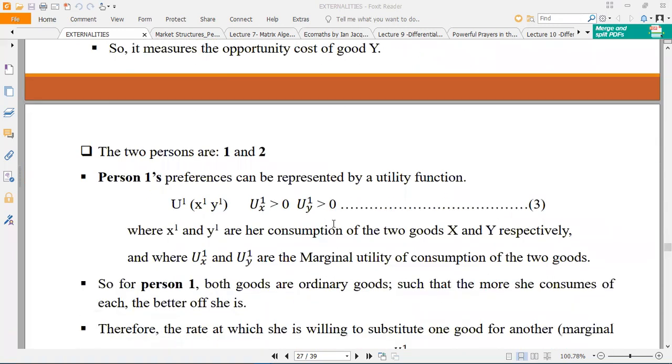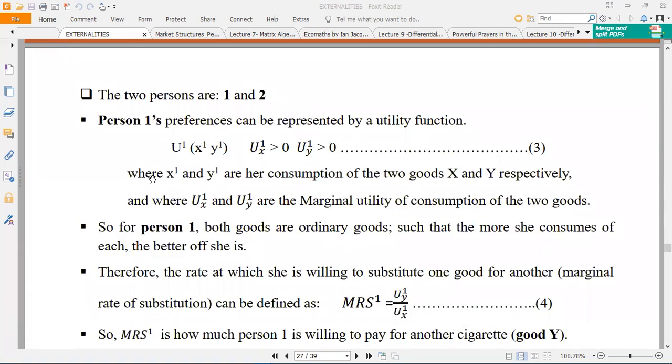All right, so those are the two goods in question. Then the two persons, or the two individuals. We have individual 1 and individual 2. Let's use persons 1 and 2. Now, for person 1, his preferences are given by this utility function. U1 means the utility function for person 1. So U1 is a function of X1 and Y1, that's the quantity of food and the quantity of cigarettes.